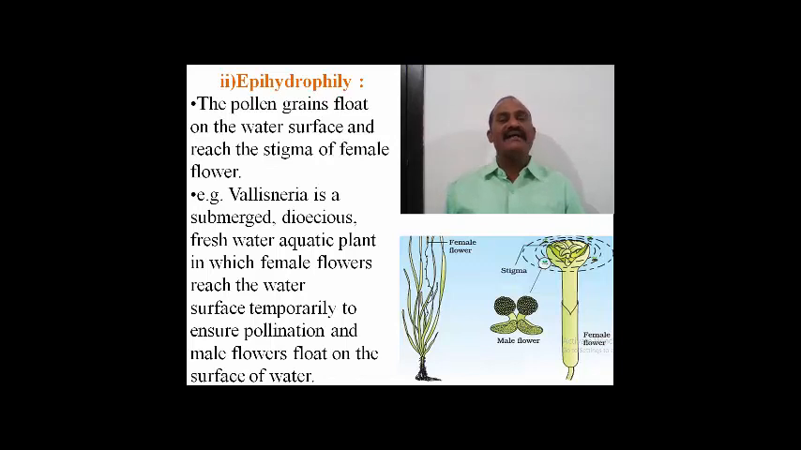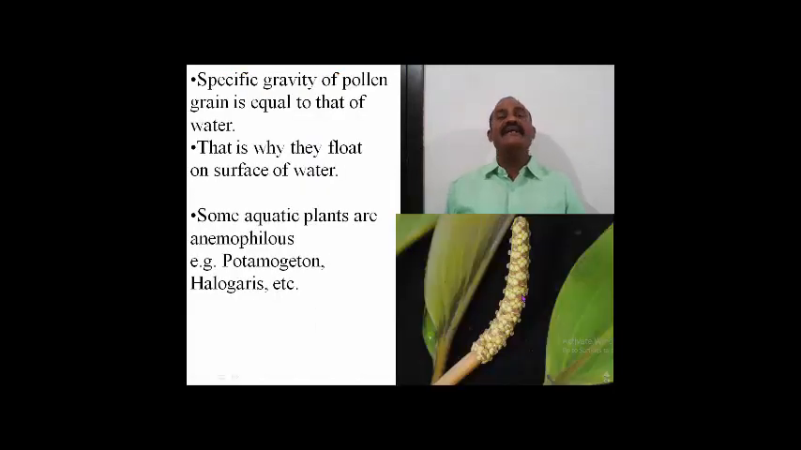In Vallisneria, a submerged dioecious freshwater aquatic plant, female flowers reach the water surface temporarily to ensure pollination, and male flowers float on the surface of water. Here you can see the male flower. They are floating around the female, and whenever the female flower comes in contact with the male flower, exchange of pollen grains will occur, and there will be the process of fertilization. The specific gravity of these pollen grains is equal to that of water, so it becomes easier for them to float on the surface of water.